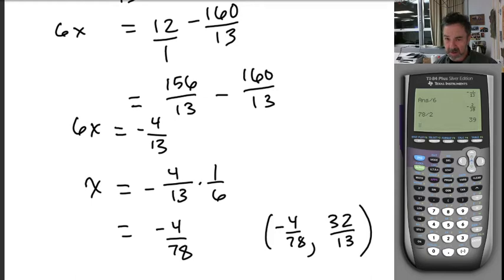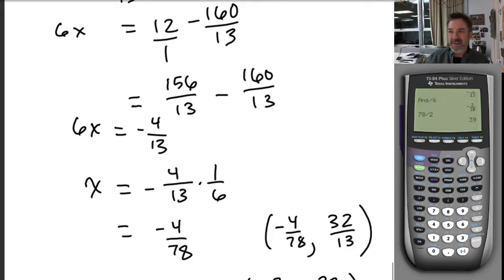I would leave my answer because it's so much better looking, right? -2/39, comma, 32/13. Right, there it is. So that's a lot of work.